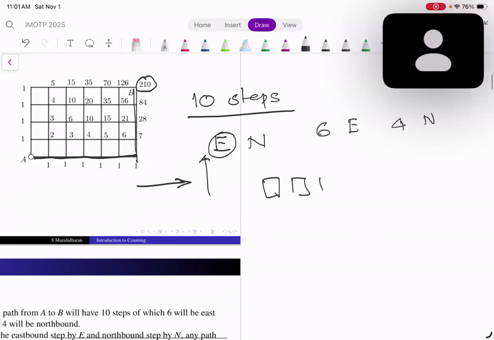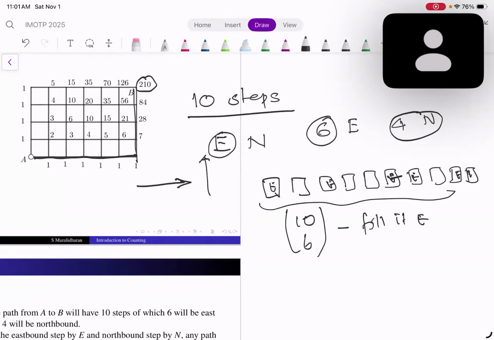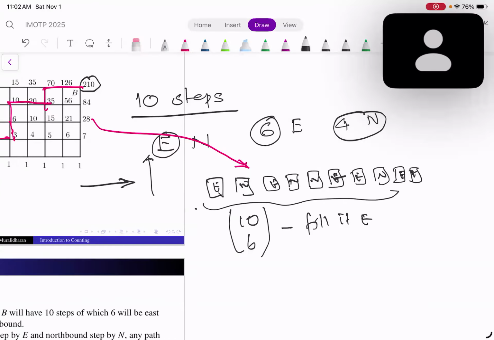So I have 10 slots to fill. Out of these 10 slots, 6 must be reserved for E and 4 must be reserved for N. They could be anywhere. So out of 10, I will choose 6 of them in 10C6 ways and fill them with E. The remaining 4 will be N, N, N, N. This gives me a shortest path. For instance, this path is east first, then north, then east, then north and north, then 2 east, then a north, and then 2 east. So every such sequence will be one path, containing exactly 6 E and 4 N.